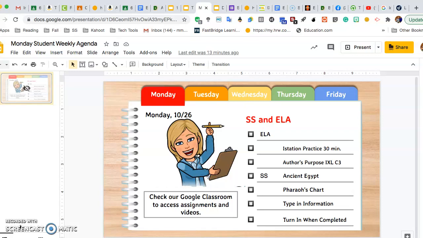In ancient Egypt, today is the last day. We're working on the Pharaoh's chart, which means you should be taking your 5 interesting facts that you wrote about each of those pharaohs, and then you're going to type them up in the chart today. When you're finished, make sure you turn it in, and then I'll have to print those out for you.